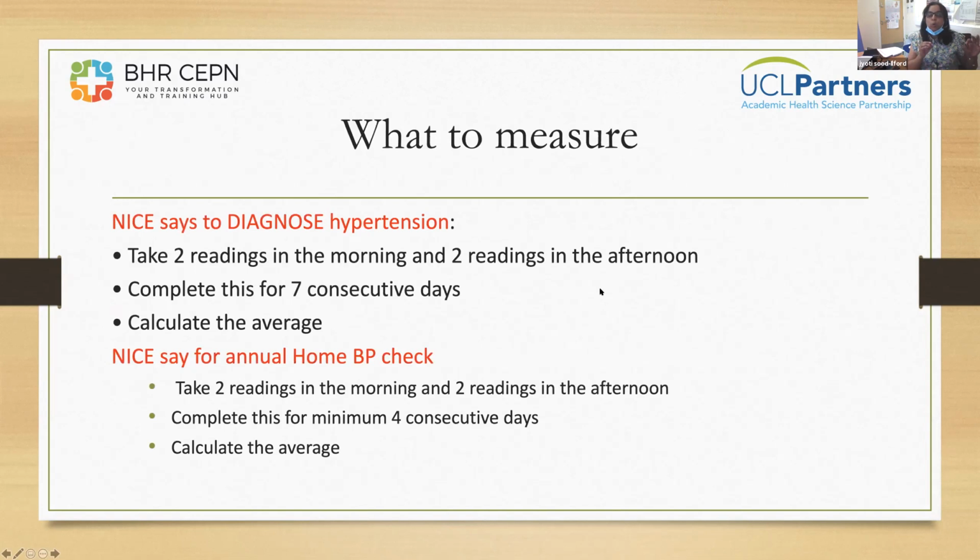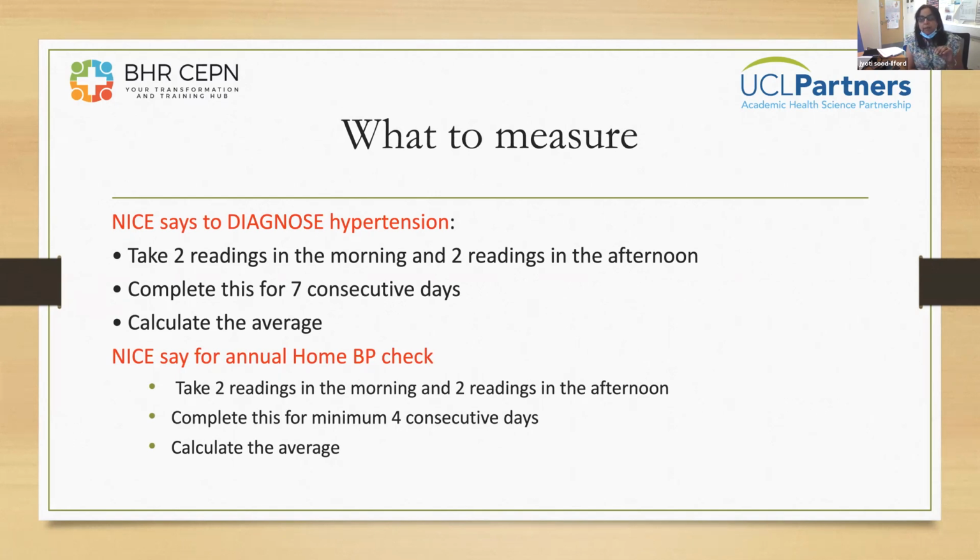So I want you to just hold your answers and I'm going to give you a bit of theory. And as I said, we will answer the questions later on again. So this is what NICE says. NICE says when you diagnose high blood pressure, you need to take 2 readings in the morning and 2 in the afternoon for 7 days, and you calculate the average.